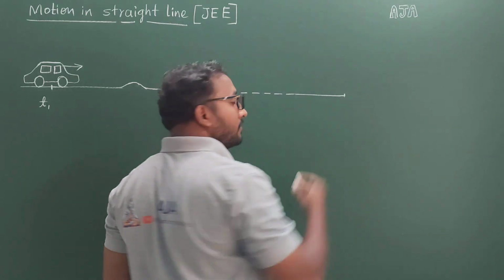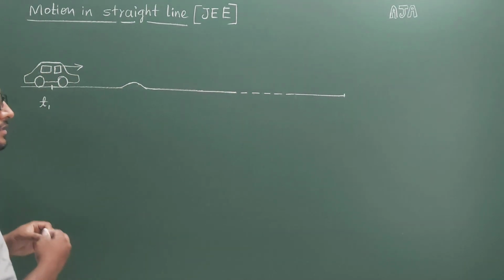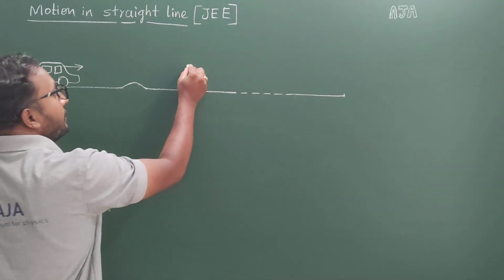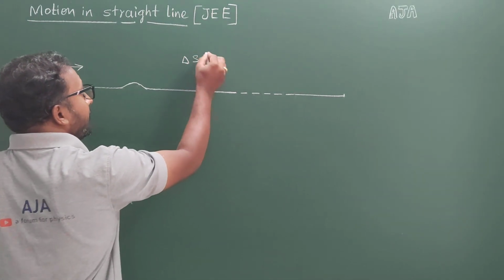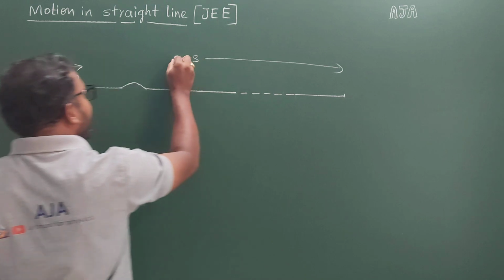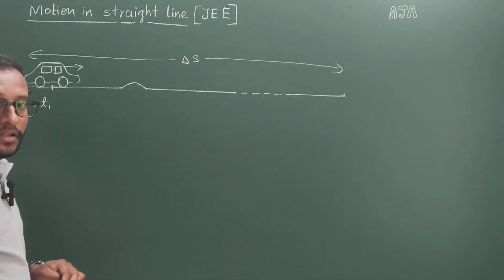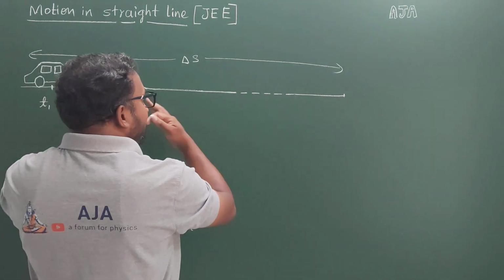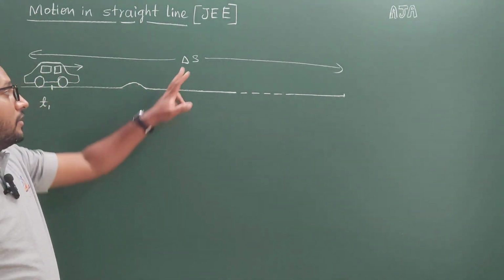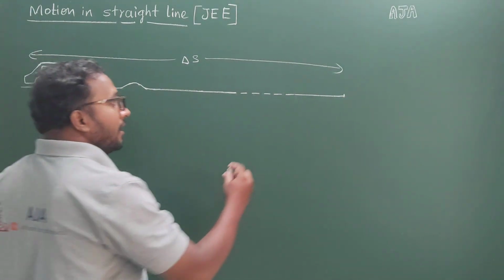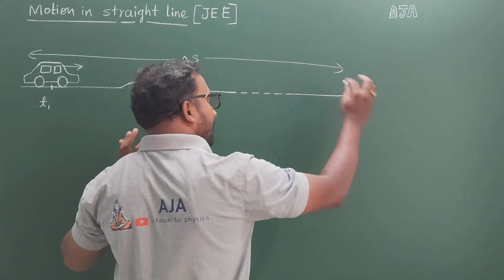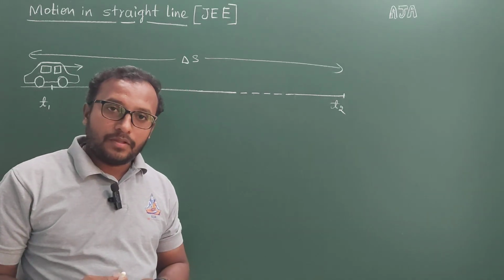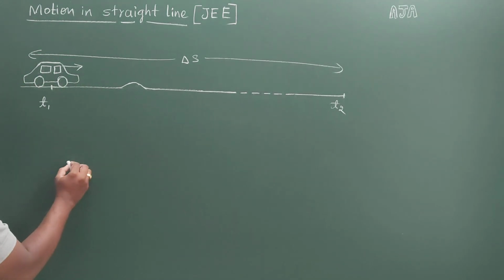reaches this position. The total distance traveled by the car from here to here, I will call the distance as delta S. Okay, here S stands for distance covered. Delta S is nothing but it is representing a certain space interval along the straight line. That is what this delta is. By the time the car reaches this end in the straight road, let us say the time is going to be t2.